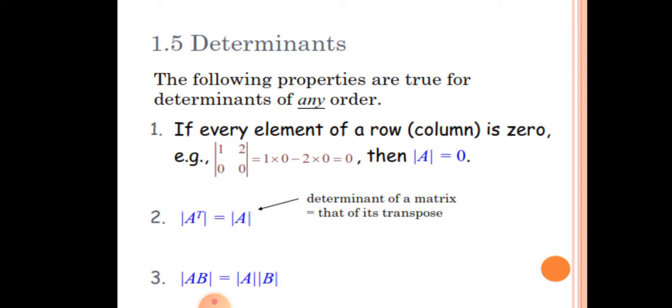You can write like this. When you are multiplying A into B and then taking a determinant value, or if you are taking the determinant of A into the determinant of B, we'll get the same value. That is why it is mentioned here: determinant of AB equals determinant A into determinant B.